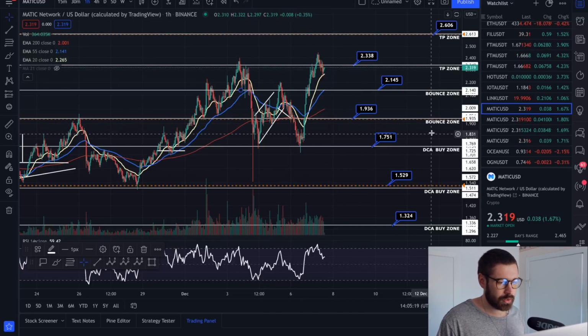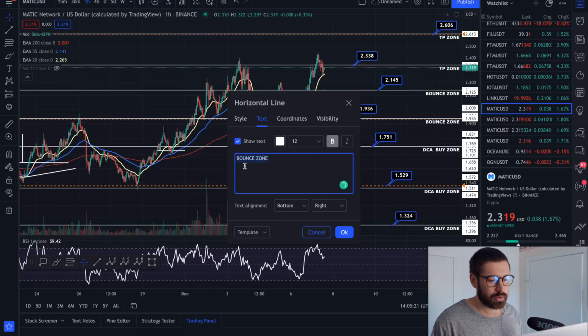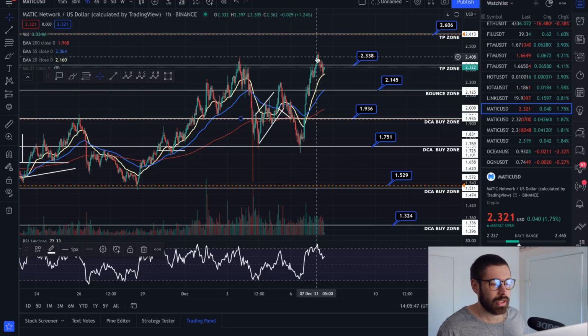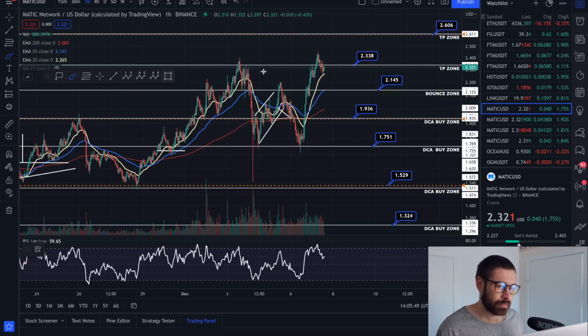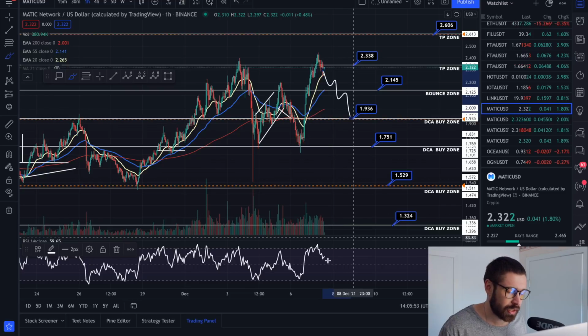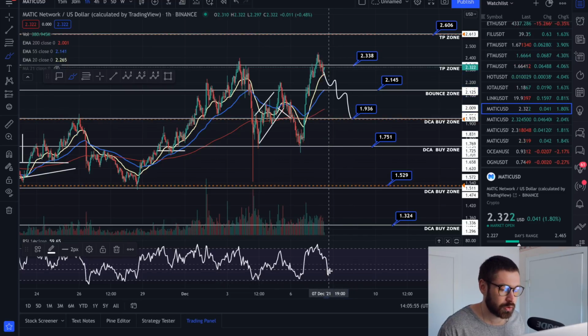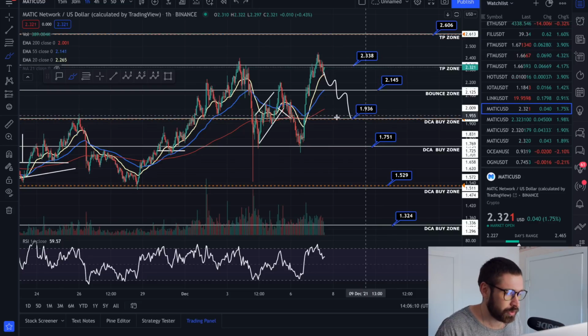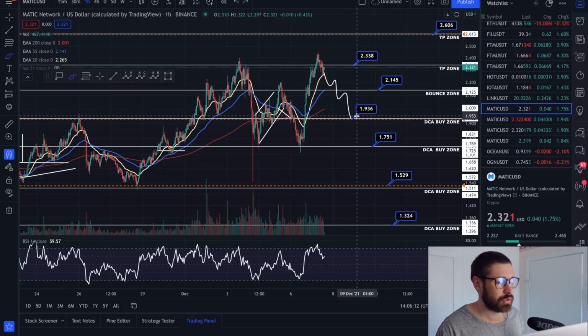I actually updated this on my next chart, but I'll do it here as well. So I had put a bounce zone just as we had pushed past that level of resistance. Now I'm going to put DCA buy zone. Because now that we've had a juicy pump, if we come back down to 193, the RSI is going to come back down to oversold. And that gives you a good opportunity to bounce and a good opportunity to start dollar cost averaging into your trade, in my opinion.